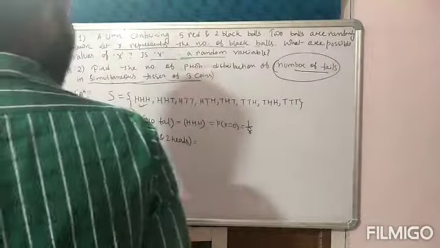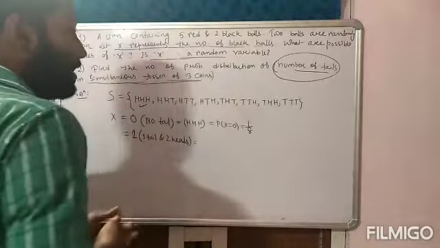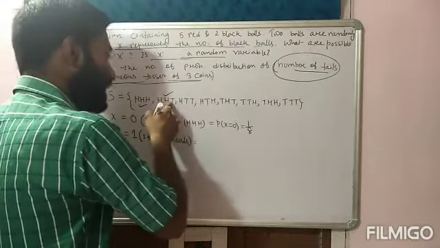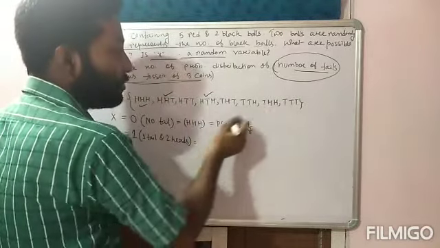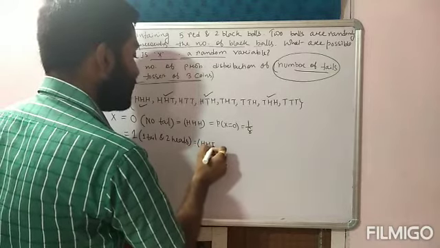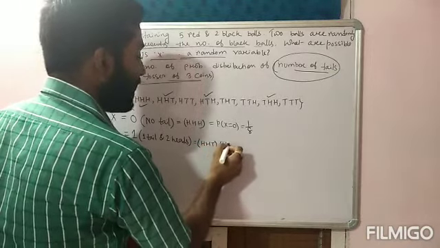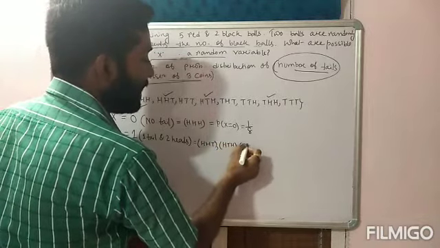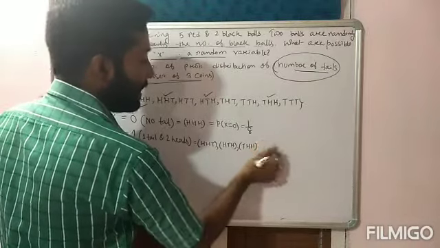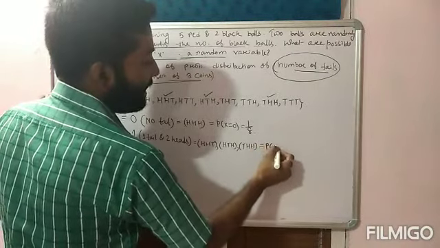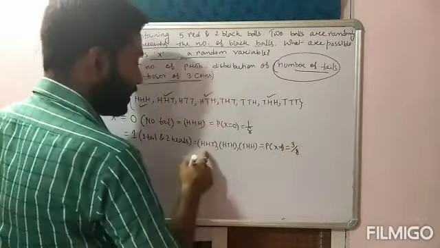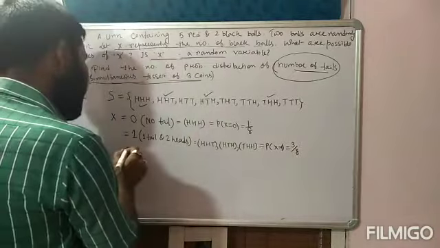Now try to write how many sample points have 1 tail and 2 heads. Yes, 1 tail 2 heads, 1 tail 2 heads, and 1 tail 2 heads. So write all these sample points: HHT, then HTH, then THH. These are the 3 possible sample points. Then immediately you have to write the probability also for x equal to 1. This is 3 by 8. Yes, 1, 2, 3 out of 8 for x equal to 1.